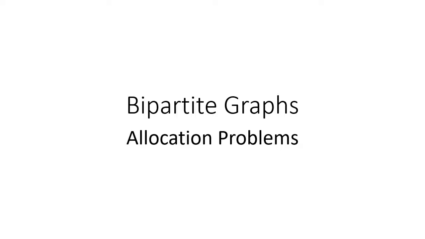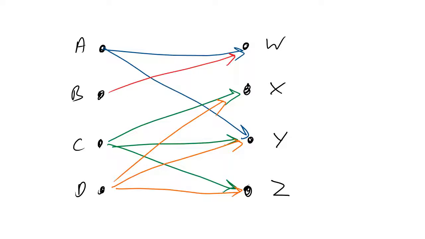Part of allocation problems. This is what we call a bipartite graph. Bipartite graph. And why is it called bipartite graph? Because it comes in two, which is what bi means, parts.